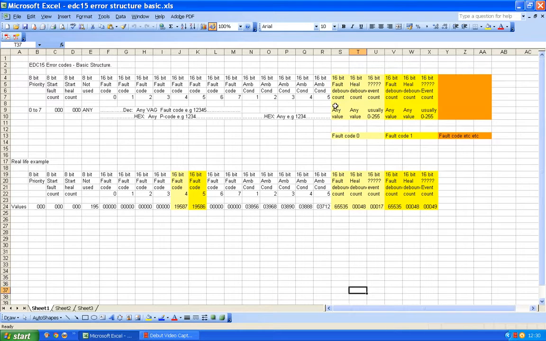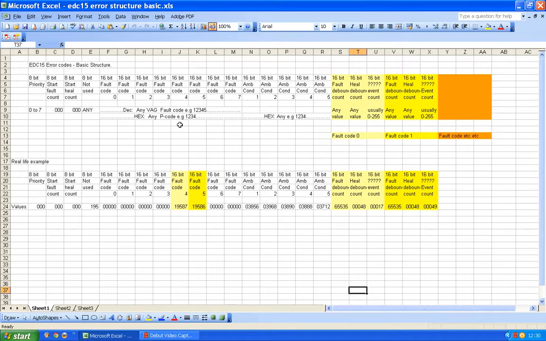debounce counters, and these seem to be arranged in blocks of 3. So there's one debounce counter, and then there's a second debounce counter, and there's a third, and so on. You need a debounce counter for every fault code. So if you've got 0, 1, 2 to 7, so you've got 8, then you will need 8 of these. The designers have saved space in the file though, because what they tend to do is leave out any debounce counter information that would automatically be 0 because there was no fault code in the first place.